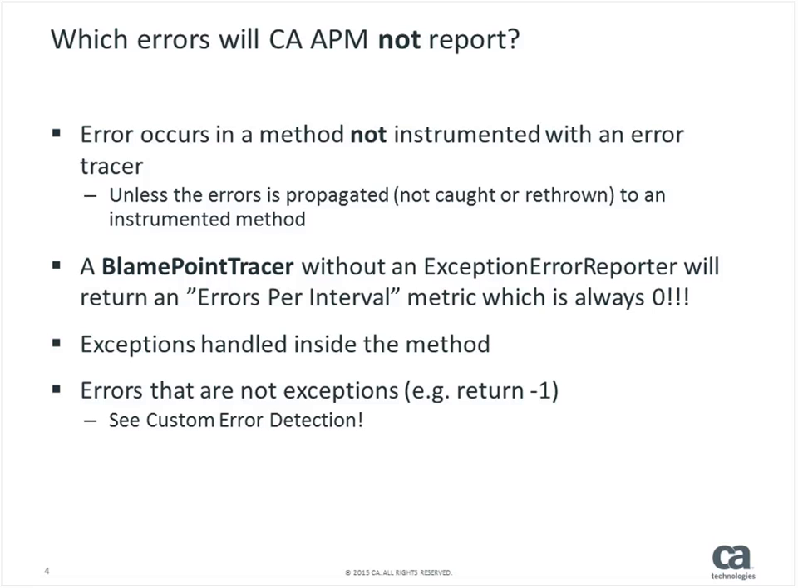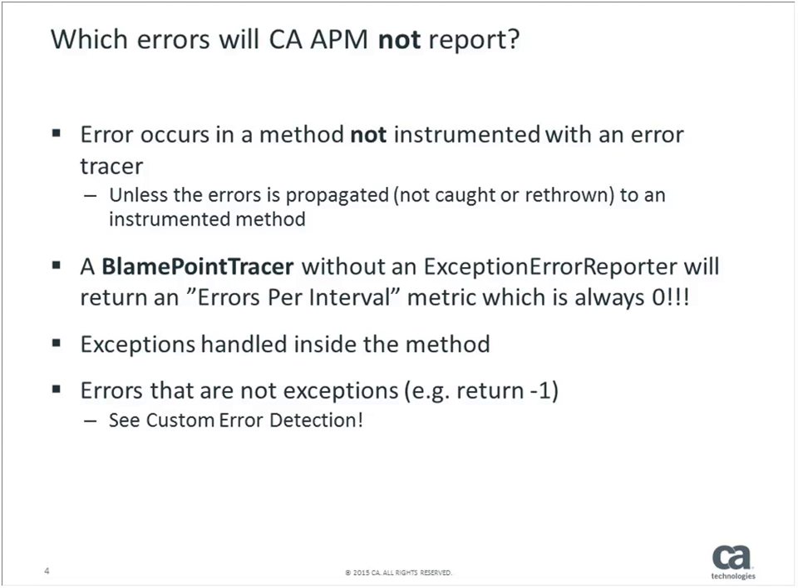One of the most common misconceptions is that the blame point tracer contains a metric errors per interval. And the blame point tracer, if you just put it on a method like Shrikant explained last time, about a month ago, it will report an errors per interval metric, but this metric will always be 0. You won't catch any errors. We won't count any errors with the blame point tracer alone. So you need to add the exception error reporter to get values for the errors per interval metric and to report the errors.